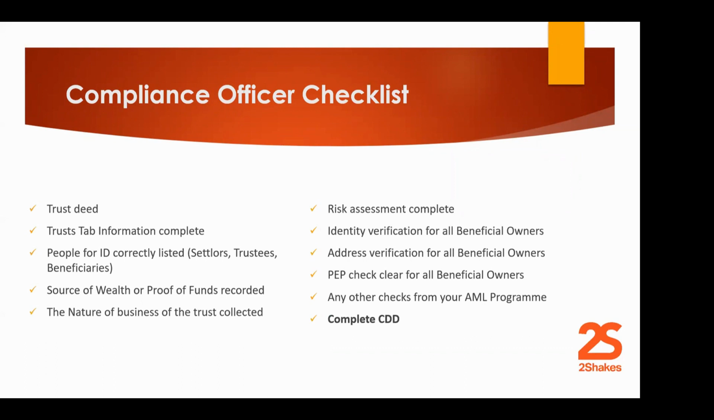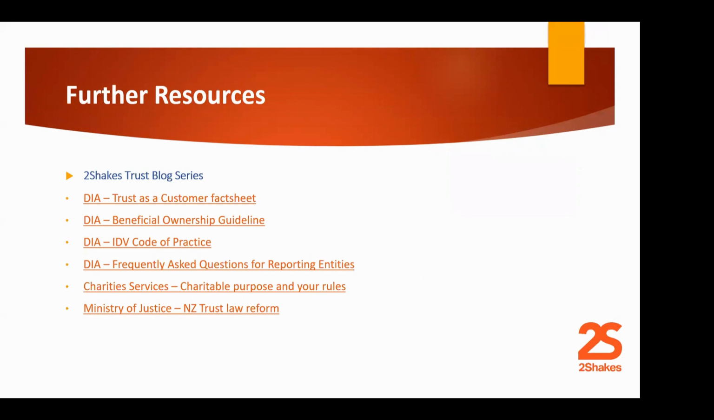You've verified identity for any of those beneficial owners. You've checked the address. You've done the PEP checks. Any other checks I've just mentioned in your AML program, because lots of people have little extra bits in there that they just need to do. So always remember to check your program. And then at the end of it, you can complete CDD and it's done. So that's how you would do AML customer due diligence on a trust and how you would do it step by step in 2Shakes.